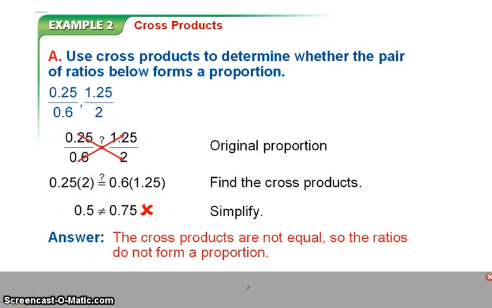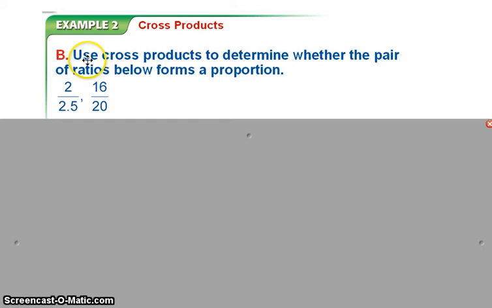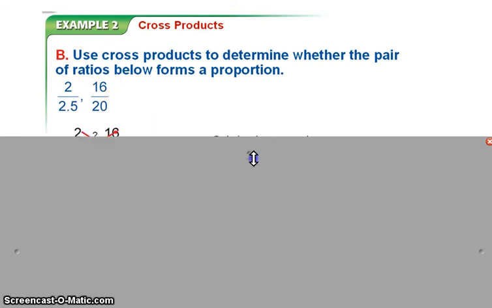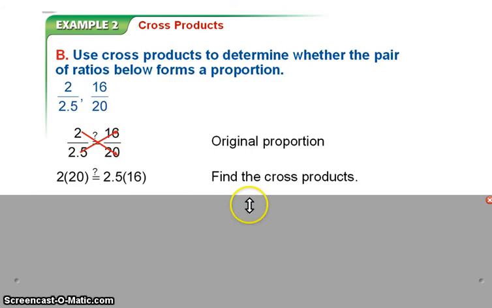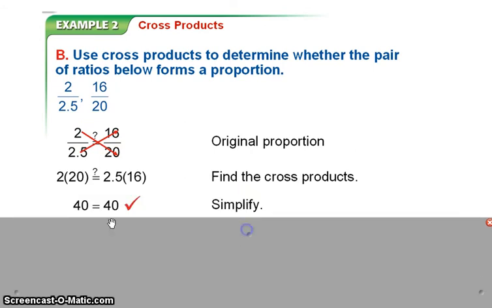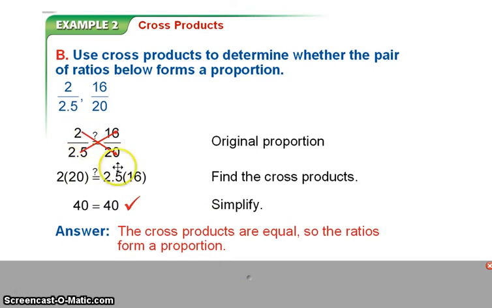Okay? Let's take a look at this one. Here are your two ratios. We're going to set them equal to each other and do the cross products. 2 times 20 and 2.5 times 16. When you find their products, you see that 40 equals 40. Therefore, because their cross products are equal, the ratios are proportional. Okay, they form a proportion.